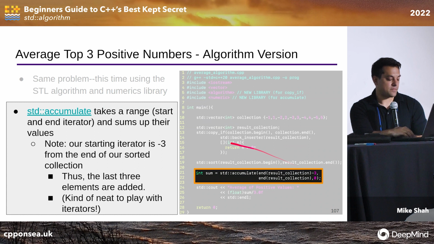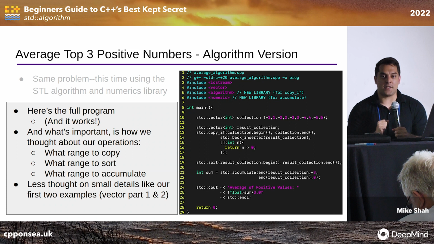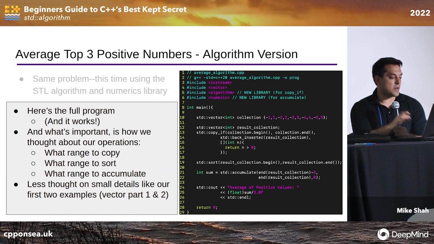All right, and here's the full program. And again, what's important is just how we thought about these operations. I was thinking about what range to copy. Was I going to sort it? What range to accumulate from? If I know I have these little building blocks, not what loops I was going to create, is this nested, how to implement insertion sort, et cetera. Less thought on these small little details from part one and part two of our vector.